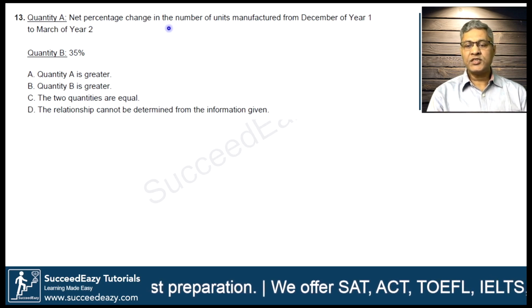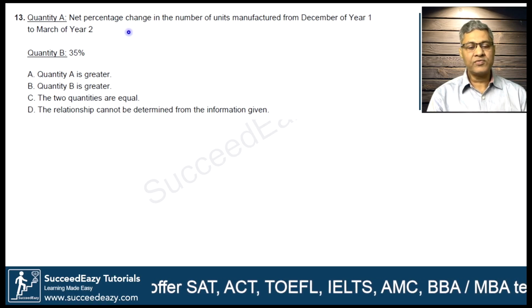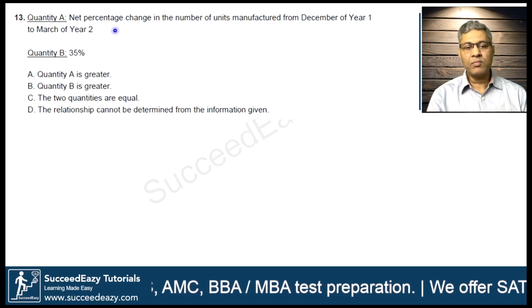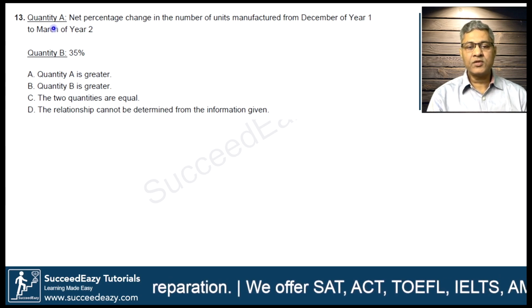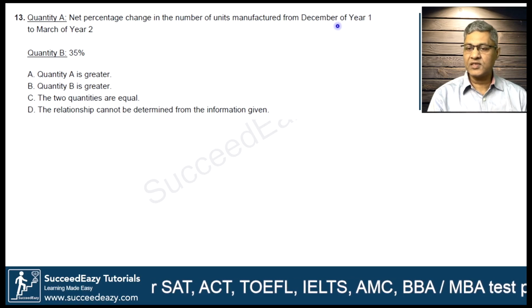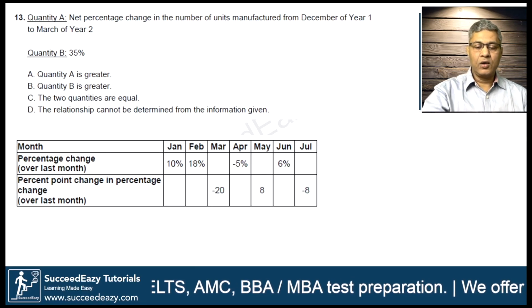Net percentage change in the number of units manufactured from December of year 1 to March of year 2. That is quantity A. Quantity B is 35%, and we need to compare the two quantities. So basically, we need to find quantity A, that is the net percentage change in the number of units manufactured from December of year 1 to March of year 2. Fair enough.